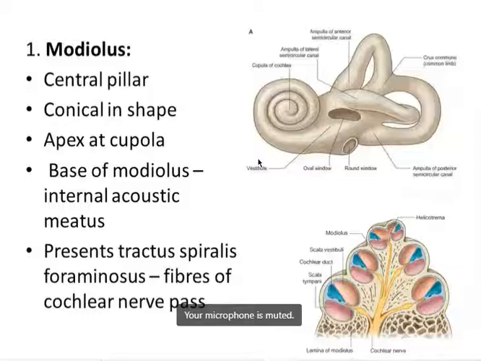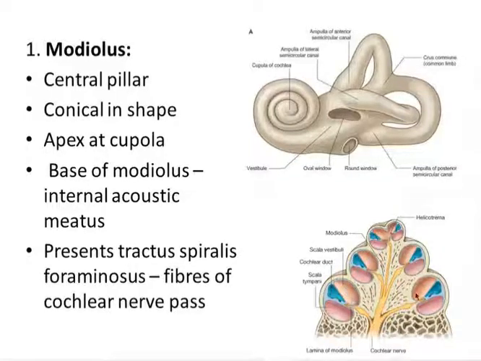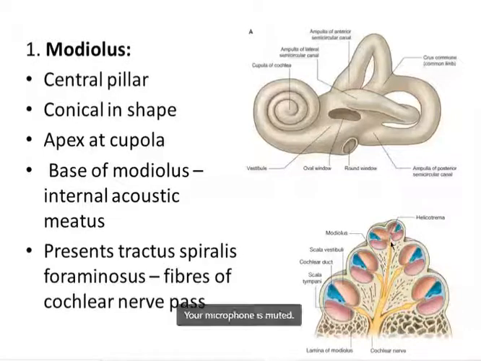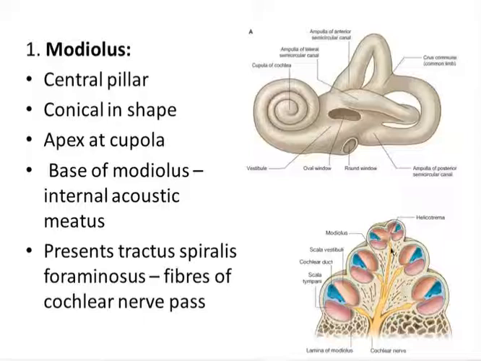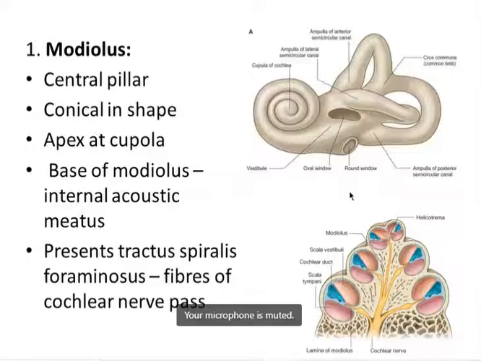Now the modiolus is the central pillar. If we take a horizontal section of the cochlea, this is how it looks inside. In the central part there is a central pillar. This conical central pillar is known as the modiolus. The modiolus is conical in shape, and this is the apex of the modiolus, which is known as the cupola. Here you can see the cupola of the cochlea.